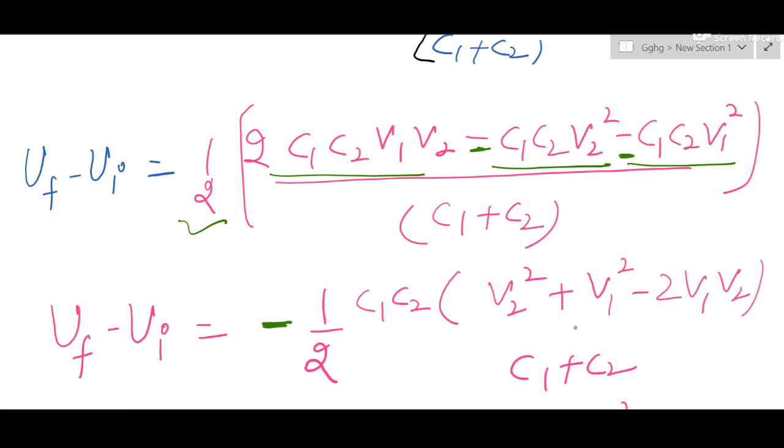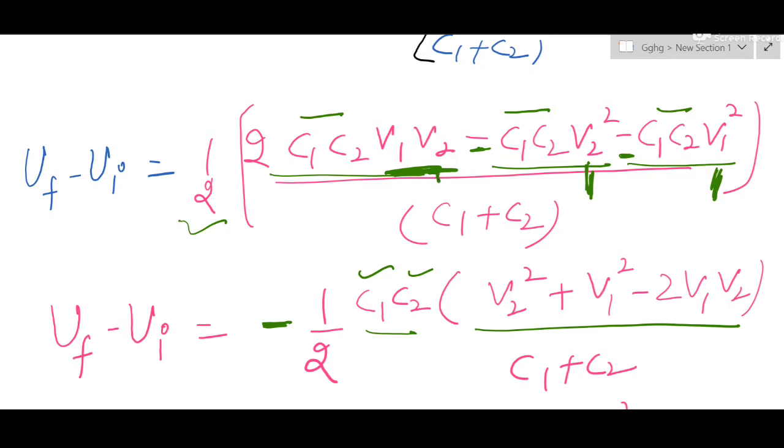Along with the negative sign I have taken C1 C2 also common, which was there with all the terms. C1 C2 was here, C1 C2 was here, C1 C2 was here, so I have taken them common. So what is left from here is V1 square, what is left from here is V2 square, what is left from here is V1 V2. These two will be positive, this will be negative. So you can see this is positive, this is positive, this is negative.